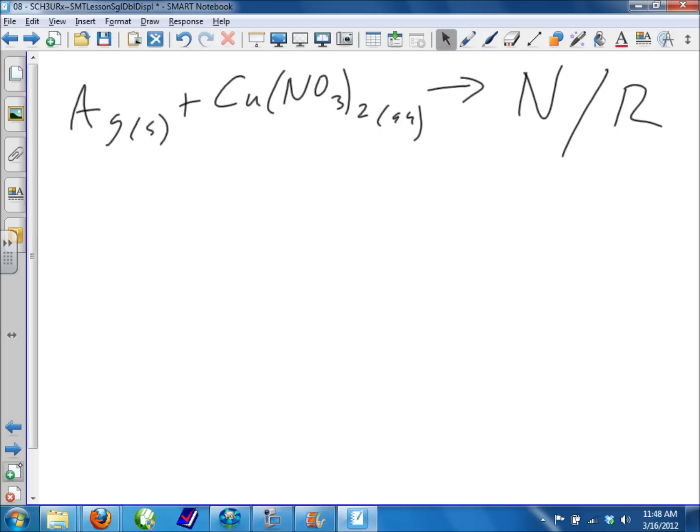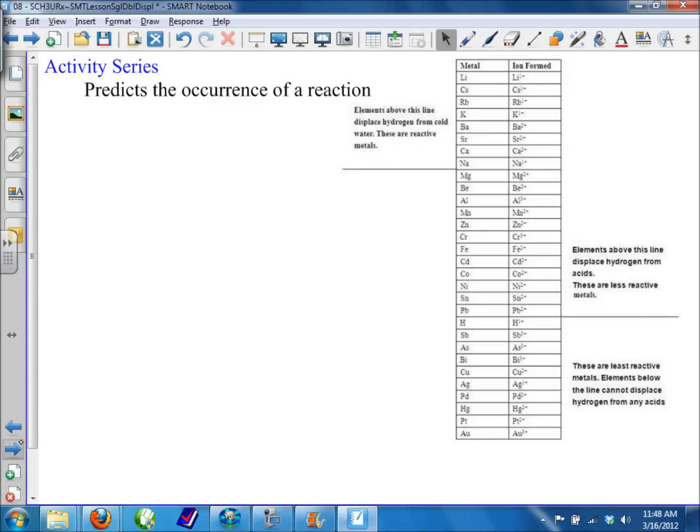What this comes down to is the information listed in the activity series. I've got an example listed here. In your textbooks, the activity series is found on page 164. And the activity series is basically a cheat sheet to tell you where things are and whether a reaction will occur. Higher up on the list are going to displace things that are lower or down on the list. So if we find copper on here, which is right here, and we find silver right here, silver is not able to displace copper, but copper can displace silver. Copper is higher on the list, so that's where the displacement can occur.